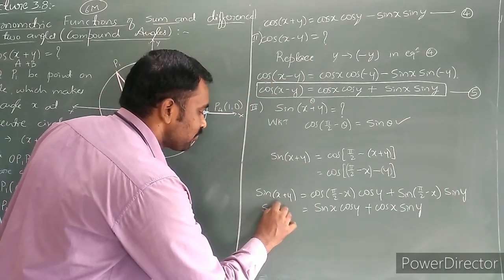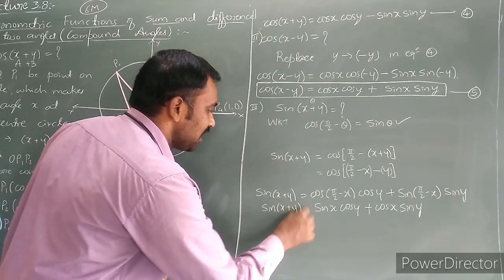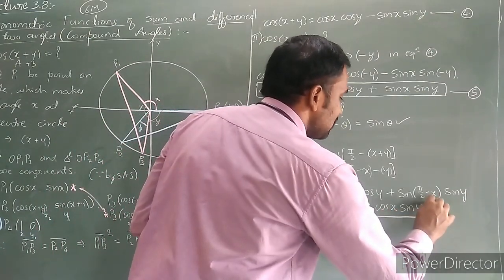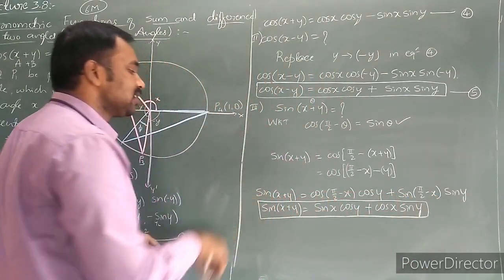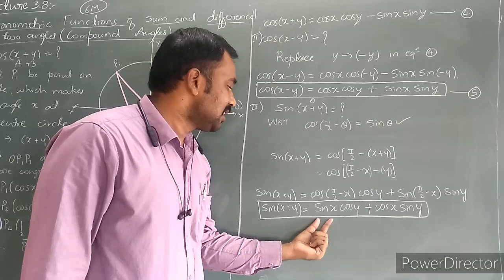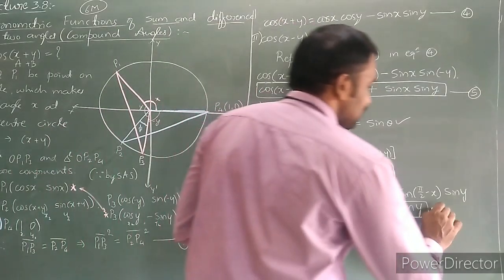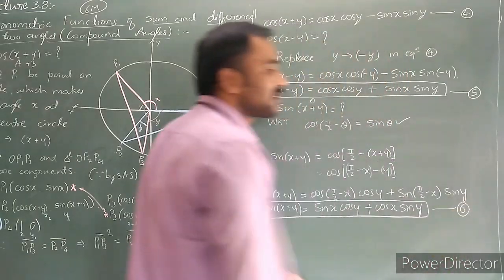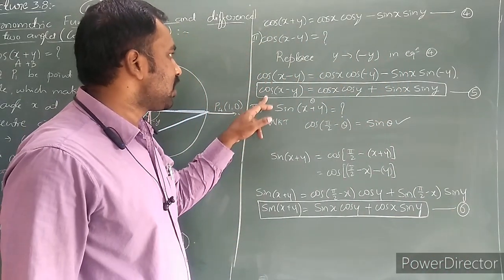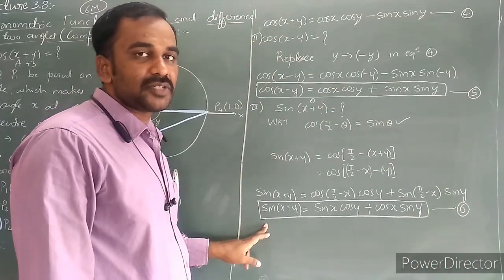What is the left hand side? Left hand side is sine of x plus y. This is the formula to find the sine of x plus y. What is that? Sine x cos y plus cos x sine y. Call this equation number 6. What is the difference between the cos of x plus y and sine of x plus y?